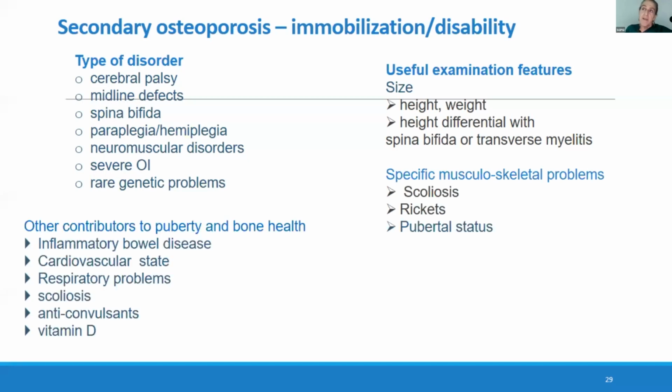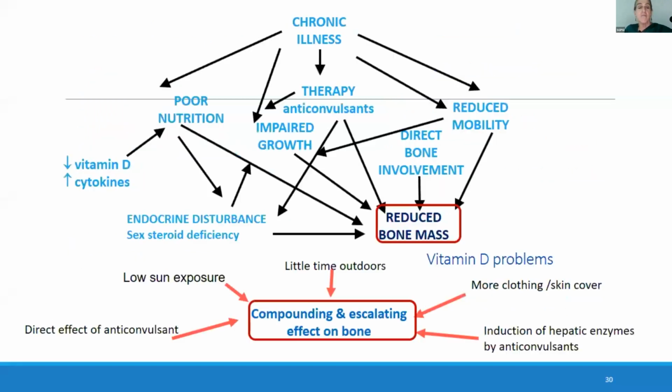And remember that they can all have other conditions. Delayed and arrested puberty is my hobby horse, and they all need to have pubertal assessment and management. We know that chronic illness results in poor nutrition, therapies interfere, reduced mobility, reduced sun exposure, all reduced bone mass, and it's compounded by vitamin D deficiency.